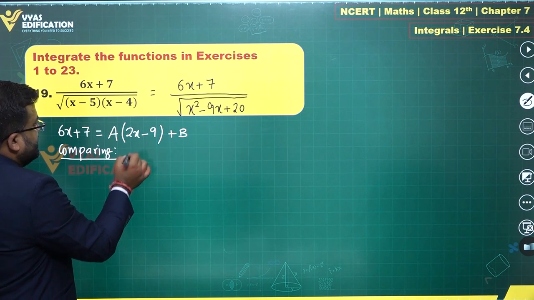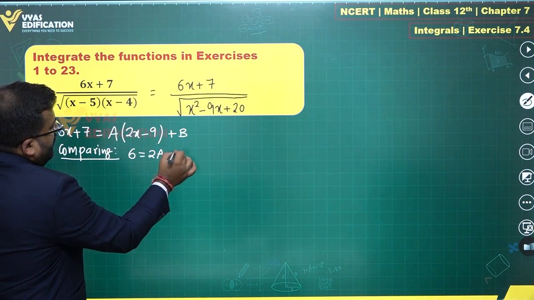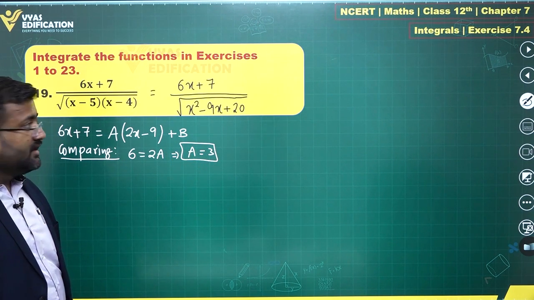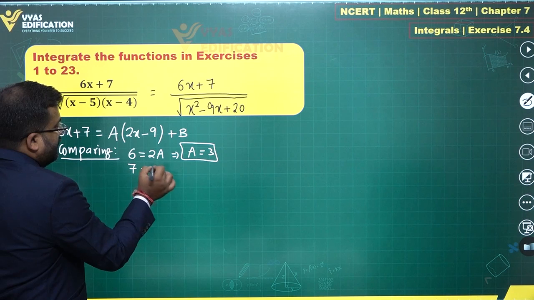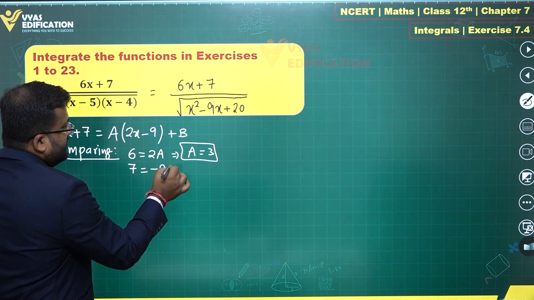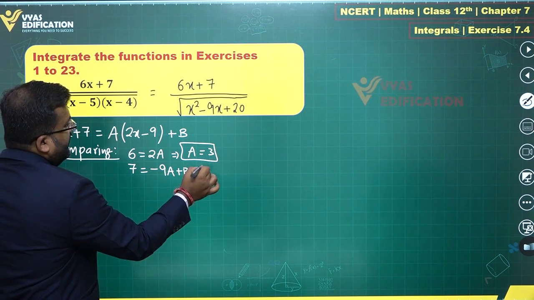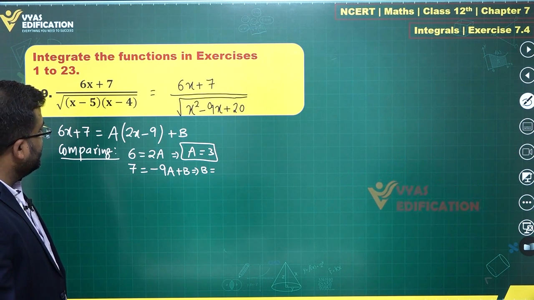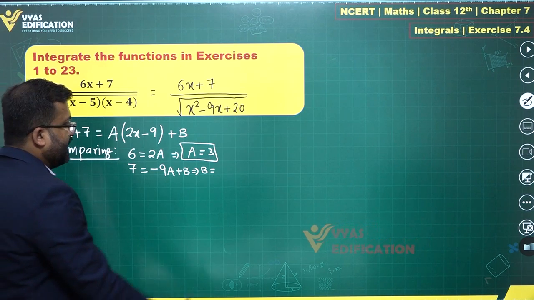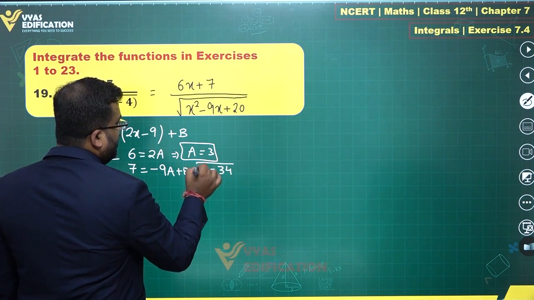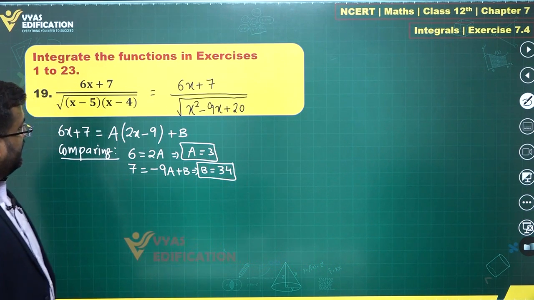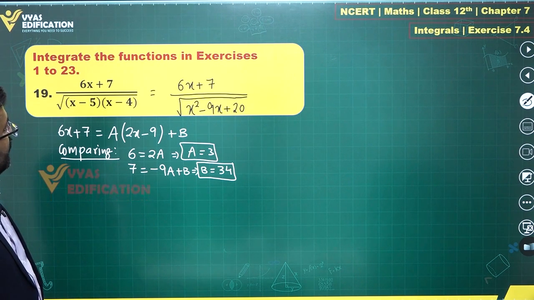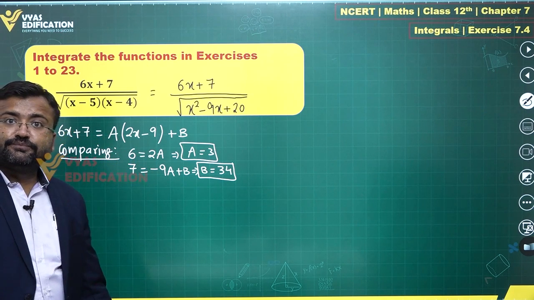Comparing tells me that 6 will be equal to 2a or a will be equal to 3. This is the first thing that I observe. Yes. What else? 7, that is a constant term, will be equal to minus 9a plus b. That tells me b will be equal to 7 plus 9 times a. 9 times a is 9 times 3, 27. 27 plus 7 is 34. This is the value of b. This looks pretty big, but this is what you have, right? Plus 34. Yes, plus 34, right.